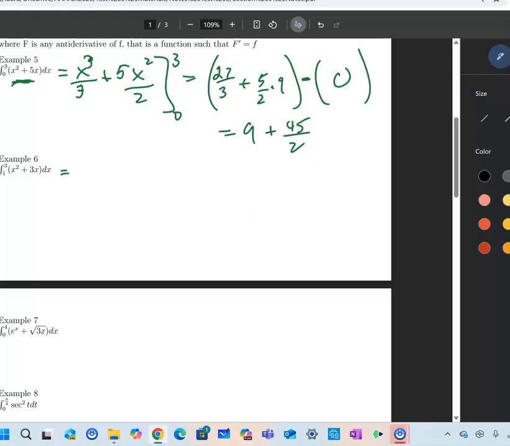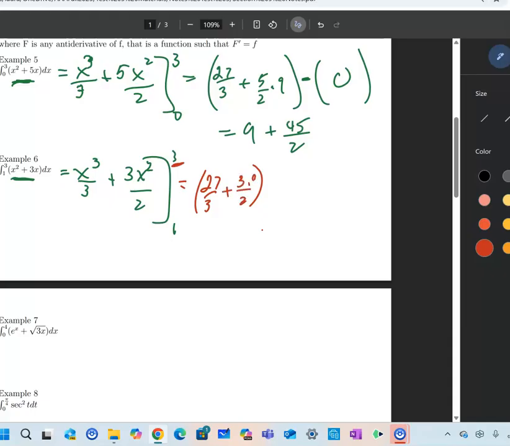Okay, so this one here, x cubed over 3. Remember, find the antiderivative, 3x squared over 2. And then from 1 to 3. So this one's got 2 numbers to plug in. So remember, you always plug in the top number first. So 27 over 3 plus 3 halves, and then I'm just going to put times 9. And now I'm going to subtract off, plugging in the 1. So I get 1/3 plus 3 halves.